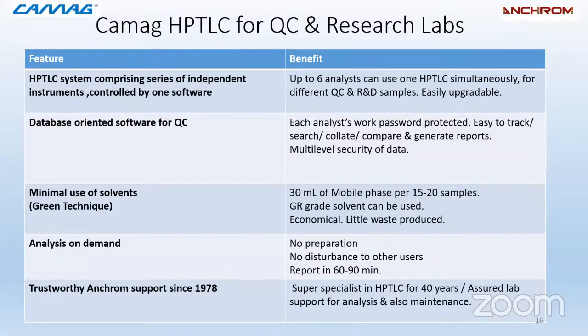Only 20 to 30 ml of mobile phase is required for 15 to 20 samples. You can use cheaper AR or GR grade solvents, which are half the price of LC grade solvents. The system and the method are very economical, very little waste is produced, and you can perform analysis on demand.